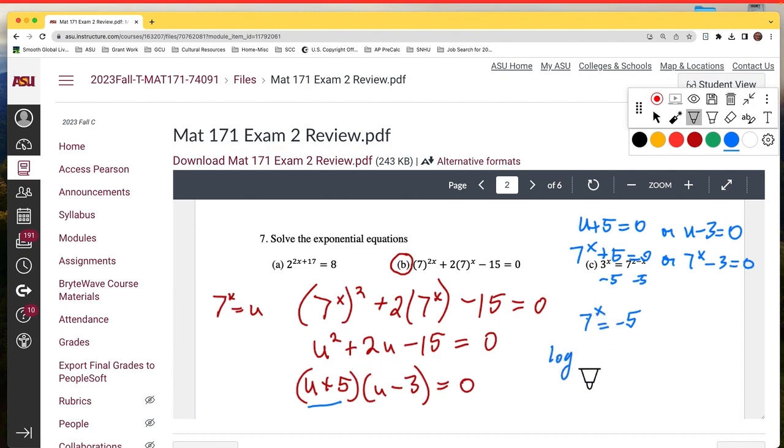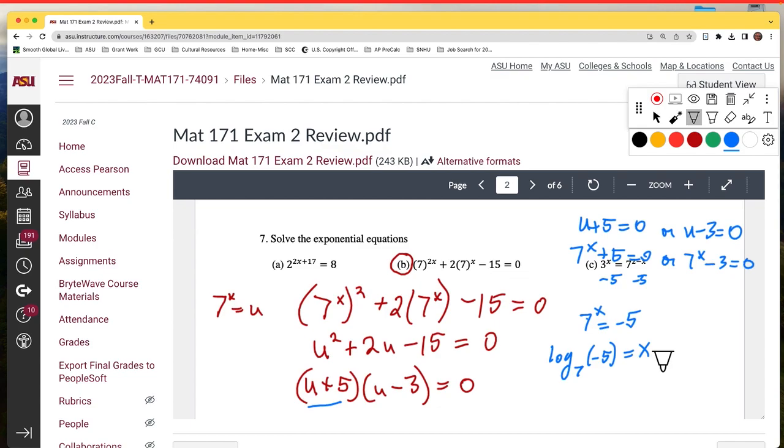Okay, gotcha. Log base 7 of negative 5 equals x. But do we have a problem here? Can you take the log of a negative number? We can't. So while it leads to an answer, it leads to an undefined answer. So that part's not going to be the solution.